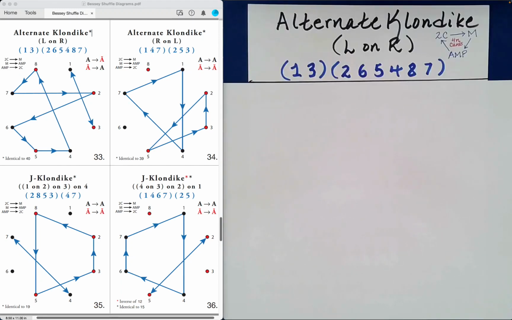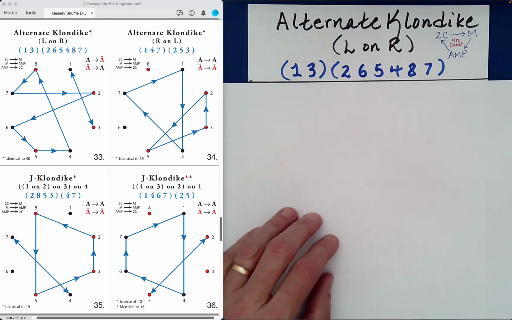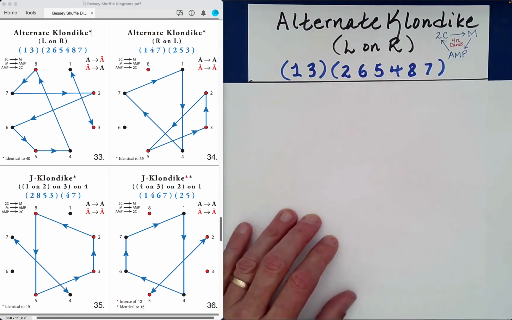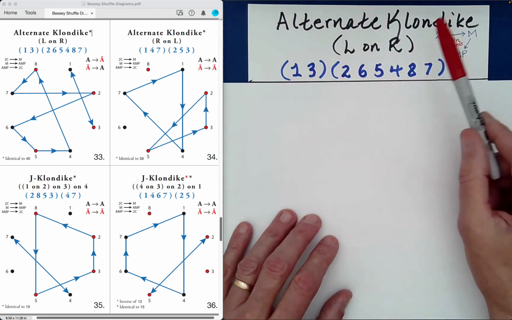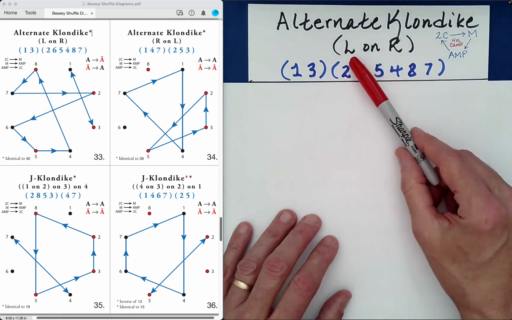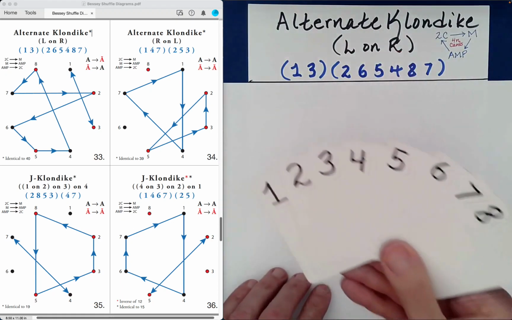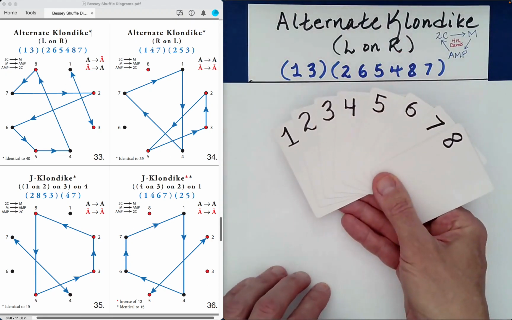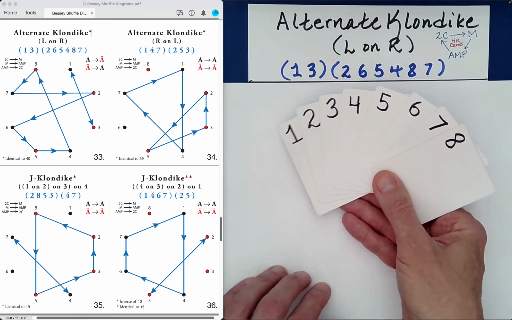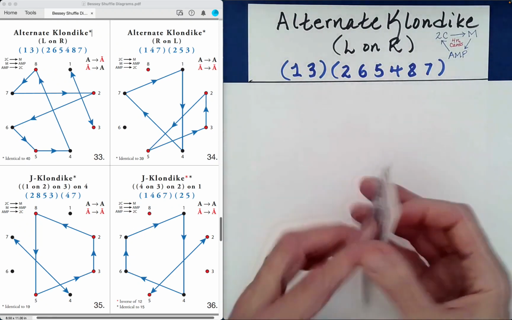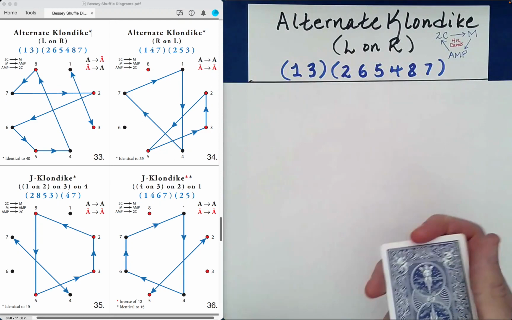Today we have 4 special shuffles in the study of cyclic and mirrored structures. The first one is called an alternate Klondike, and we will be stacking the left pile on top of the right. So let me go ahead and demonstrate this shuffle. As always, we begin with our ordered packet 1 through 8, and we perform our shuffle, and then we take a look at the new ordering.